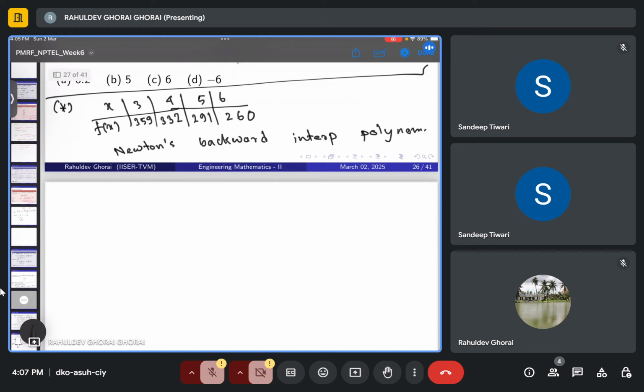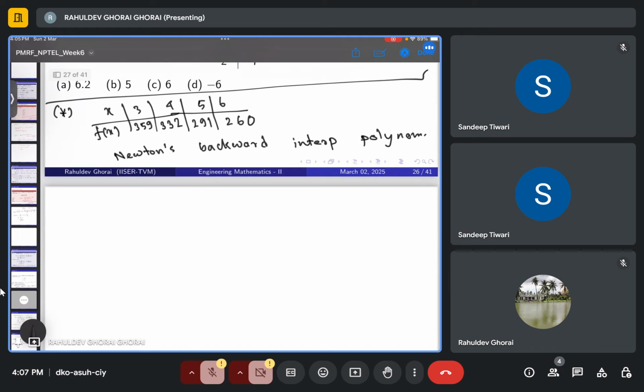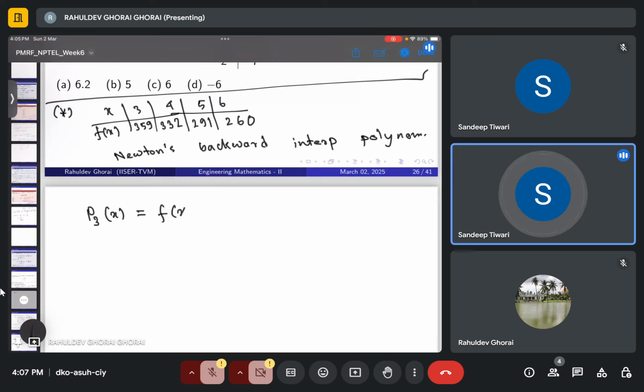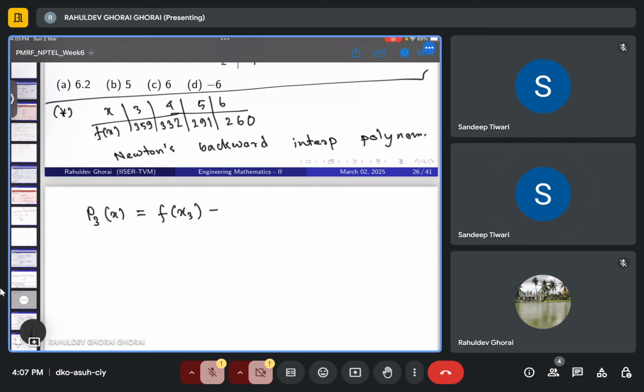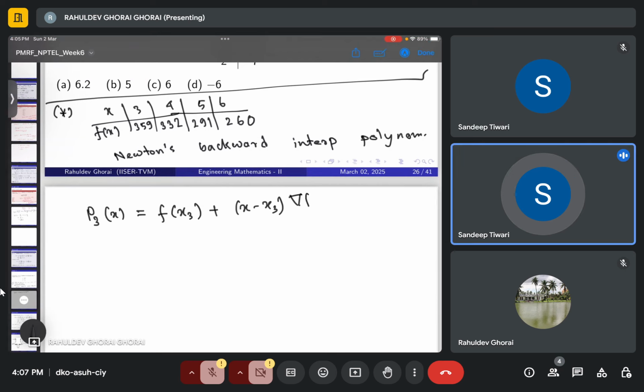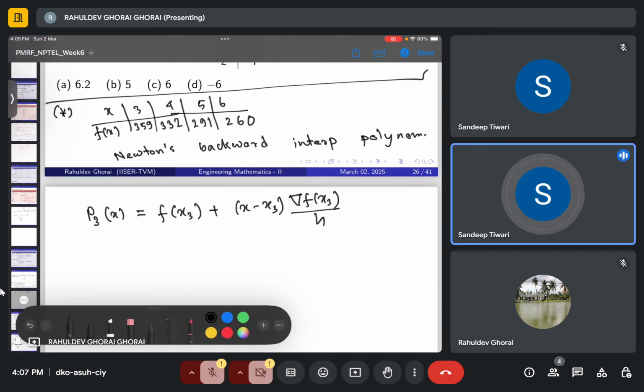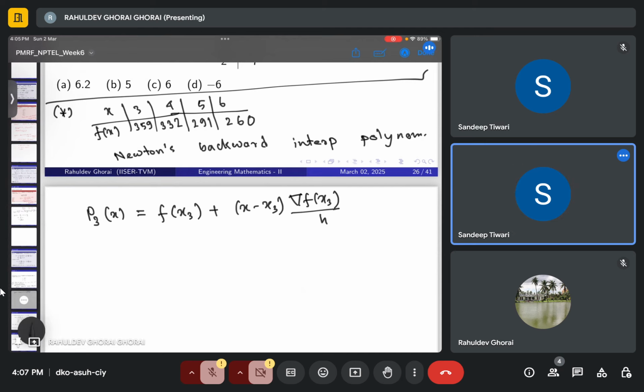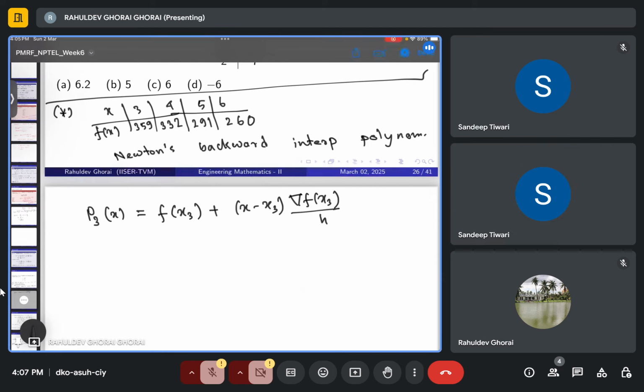Why, you will see. So the backward formula, 4 points are there. So we start with the polynomial P3, which will be f of x3, right? Plus y3, (x minus x3) over h, h is in this case 1. Okay, that's true. Then (x minus x3)(x minus x2), so f of x2.